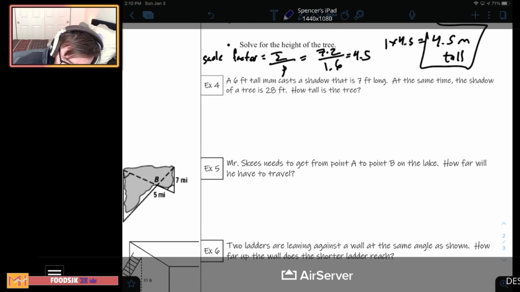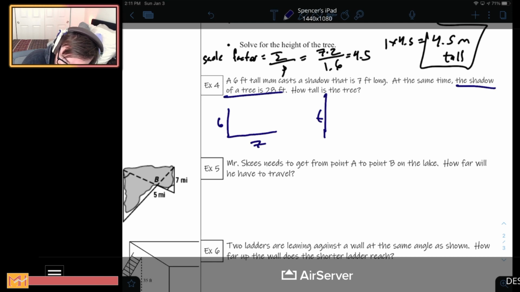A 6-foot tall man casts a shadow that is 7 feet long. At the same time, the shadow of a tree is 28 feet. How tall is the tree? So a very similar question, right? Don't get yourself too confused. We have a 6-foot tall man casting a 7-foot long shadow, and then we have a tree that we don't know how tall it is, but we know it's got a shadow of 28 feet.